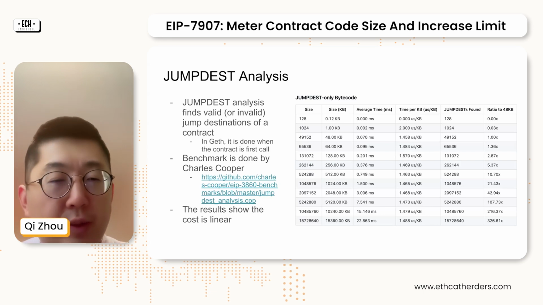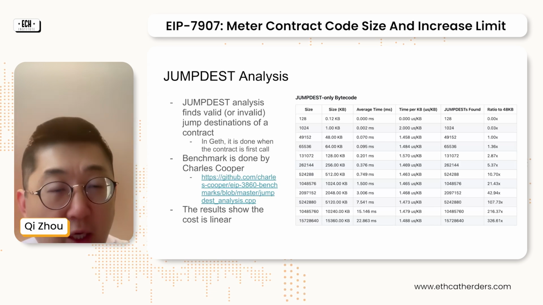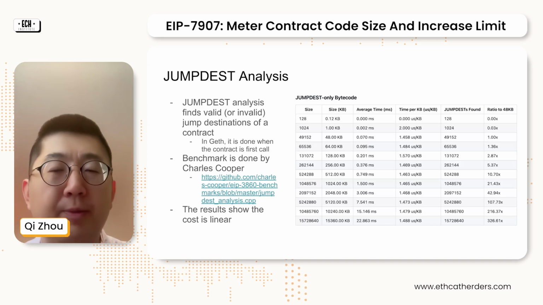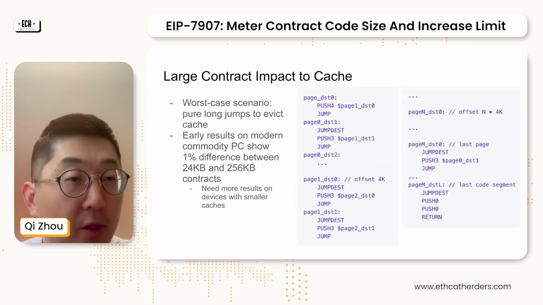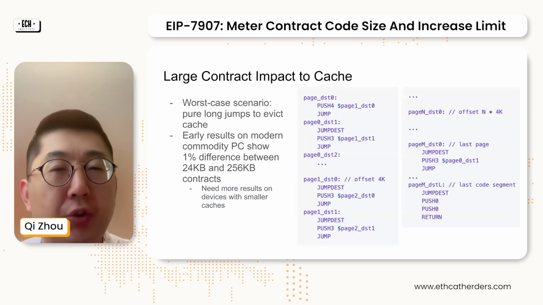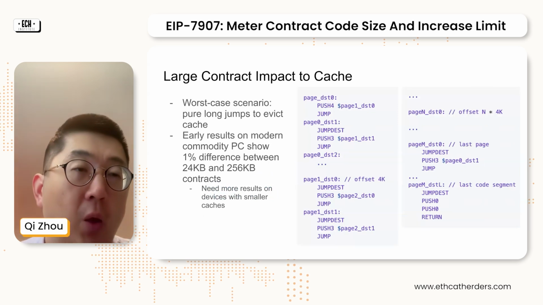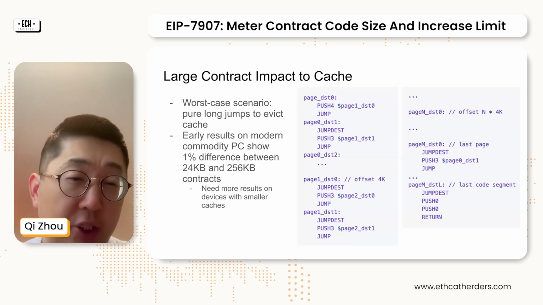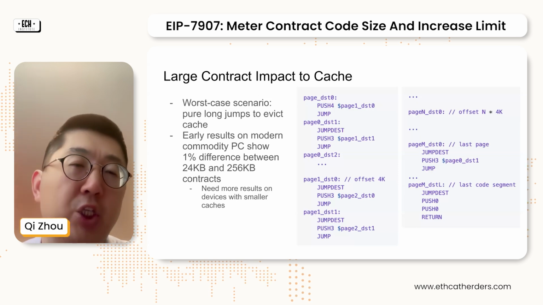So I think this is a really great result, and we'd love to encourage you to take a deeper look at how the benchmark is being done and how to obtain these numbers. The last topic I would like to discuss is how the large contract may impact caching. This includes page cache, and L1, L2 cache.